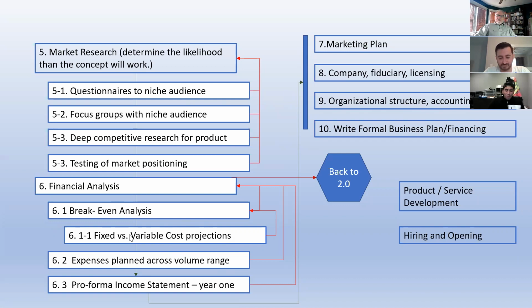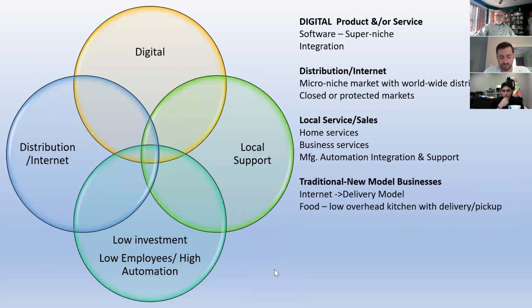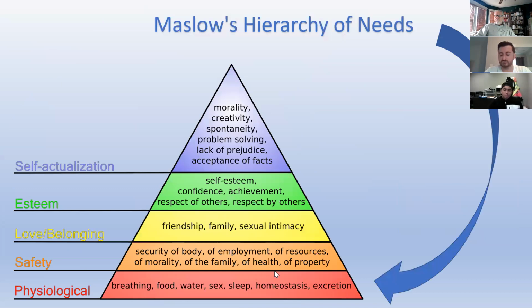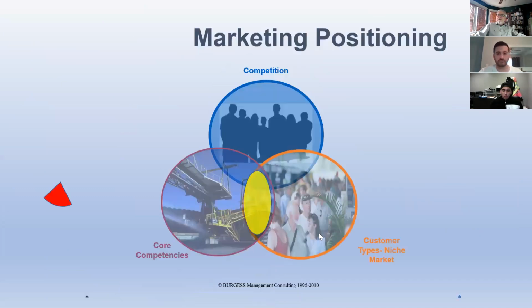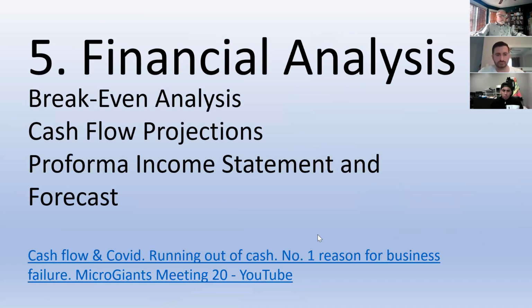So we're going to jump right into that, and then we'll be ready to talk about the marketing plan. We'll talk about expenses across the volume range, pro forma, and then we'll be ready for next time to jump into the bigger marketing plan. So I'm going to rush ahead and get down to the financial pieces, and here we go.